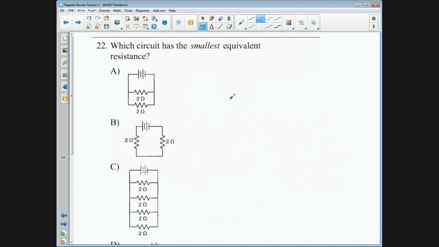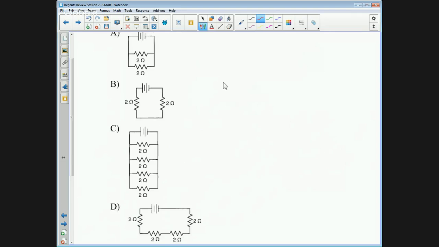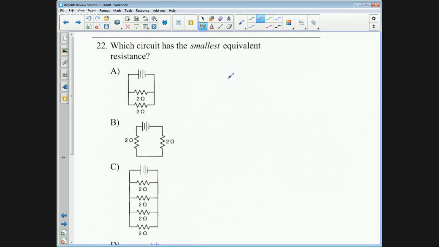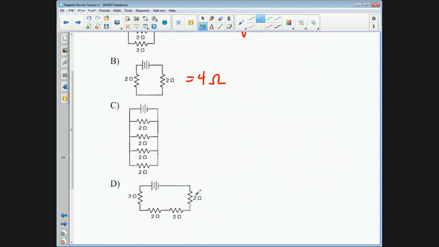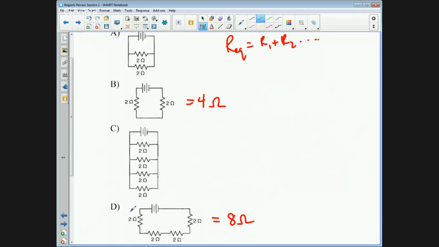For number 22, which circuit has the smallest equivalent resistance? Okay, smallest equivalent resistance. Equivalent resistance in a series circuit equals R1 plus R2 and so on. So let's do the series circuits first. This one equals 4 ohms. D is also a series circuit. That's 2 plus 2 plus 2 plus 2. 2 times 4 is 8. So obviously it's not going to be D.